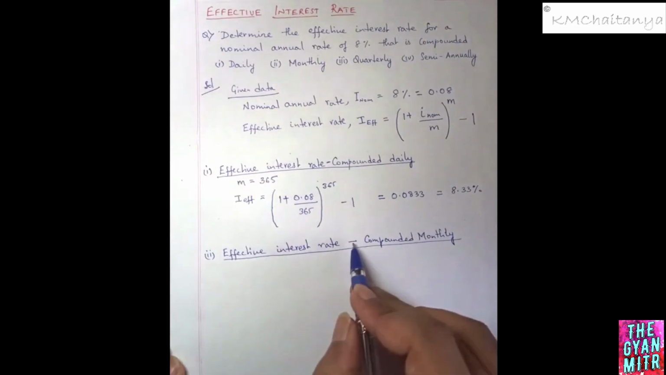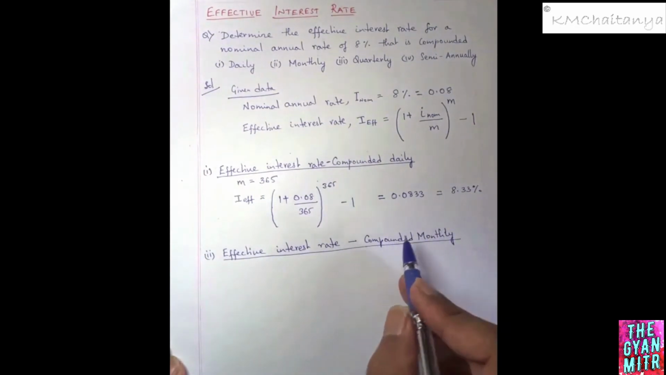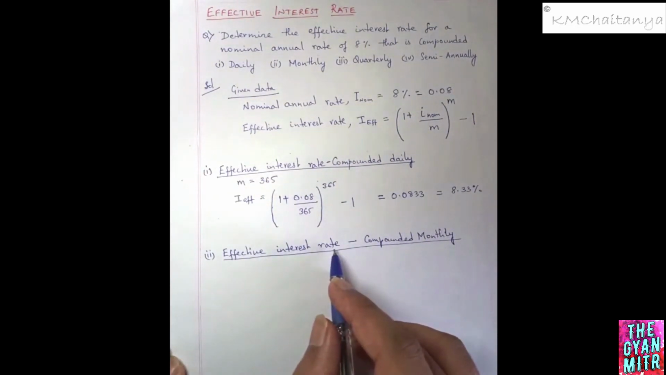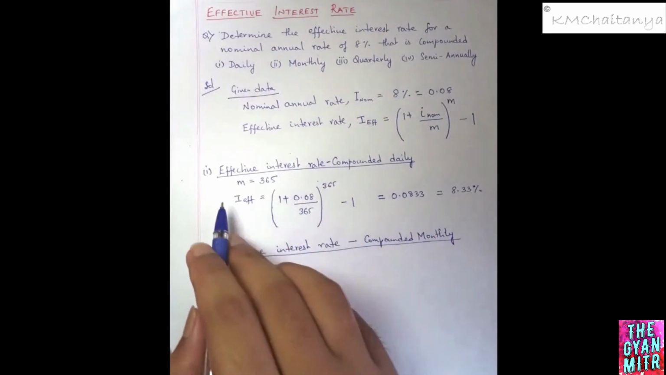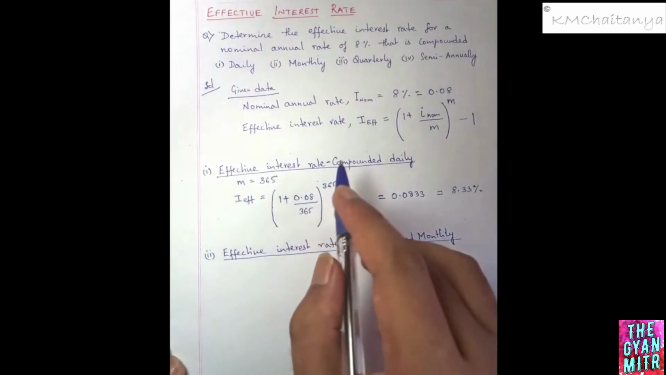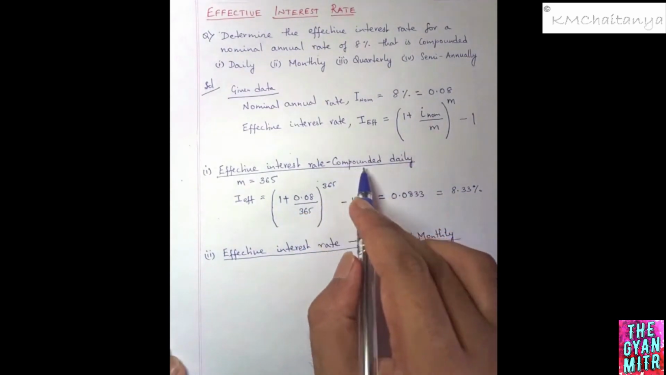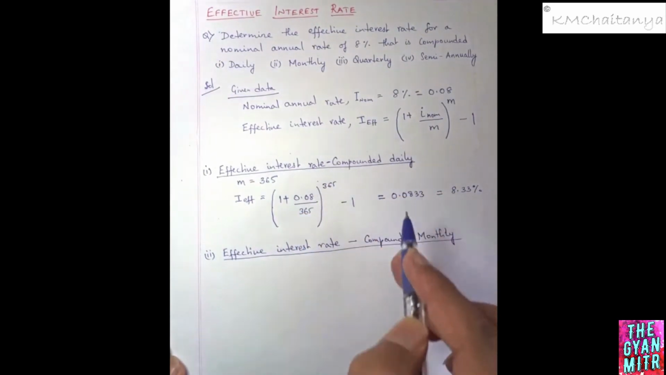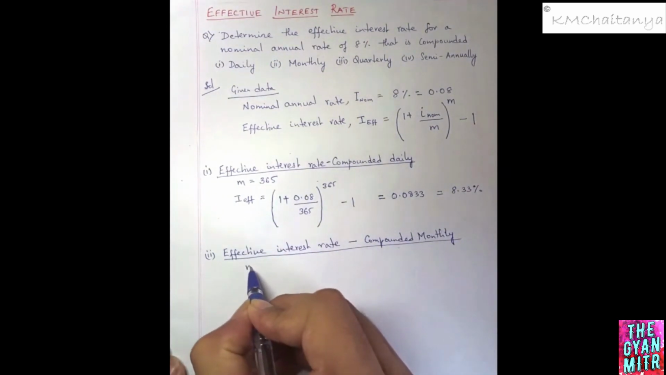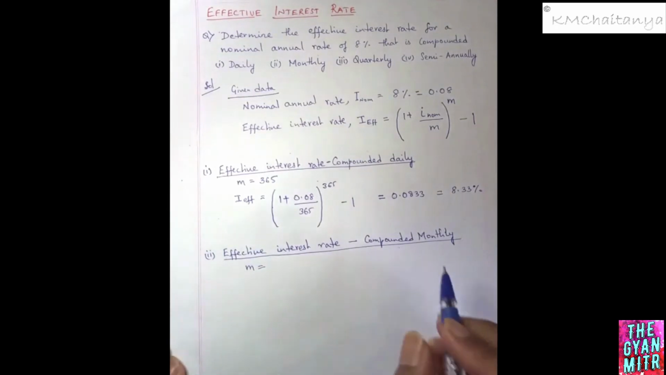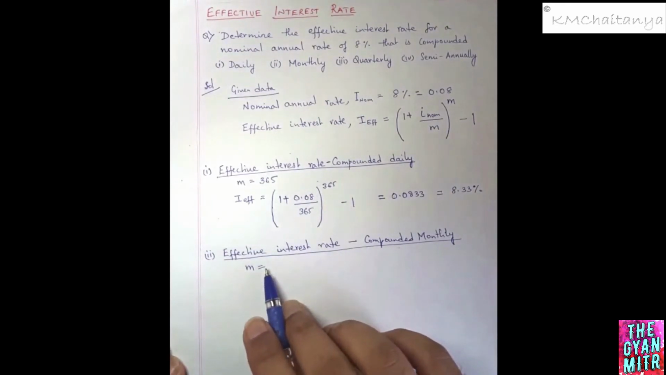So this is not the effective interest rate which is compounding monthly. It is the effective interest rate if the nominal interest rate is compounded monthly. Similarly, the effective interest rate if the nominal interest rate is compounded daily. Don't get confused with the notation. Now we'll calculate the value of m. So m is the number of interest periods within a year.